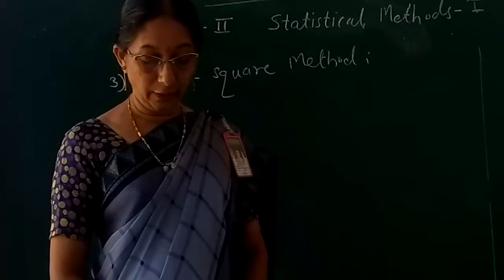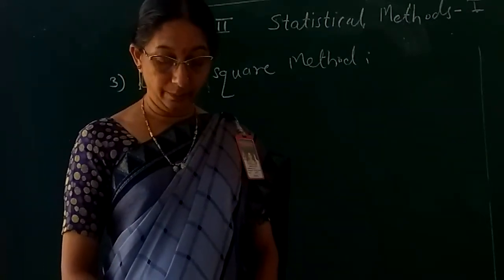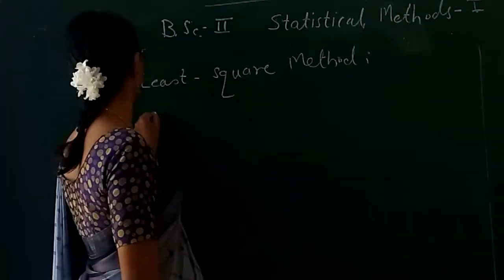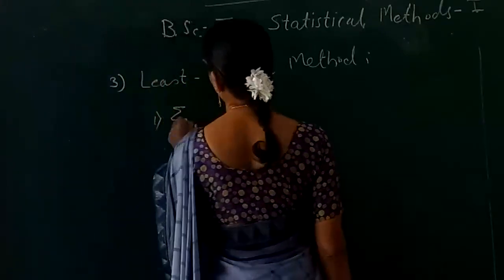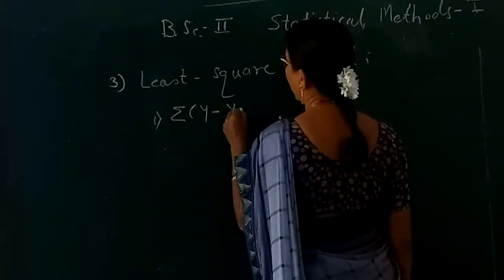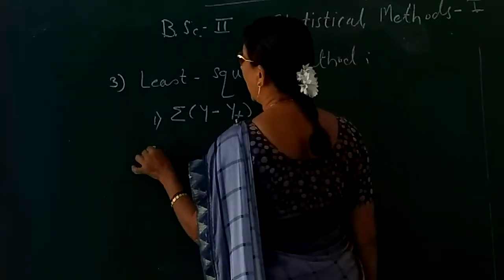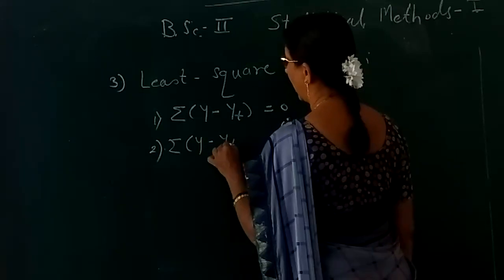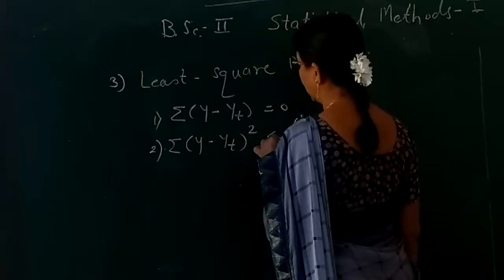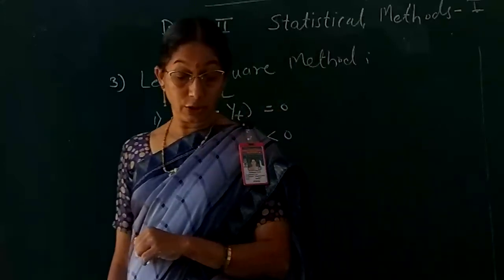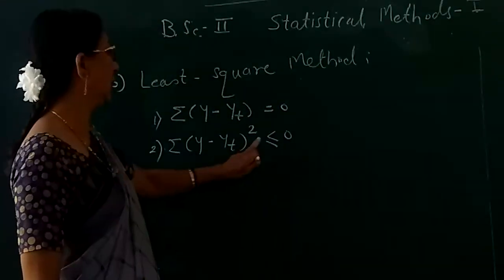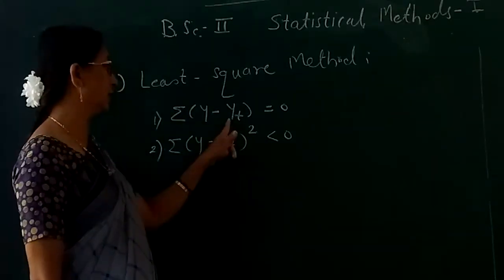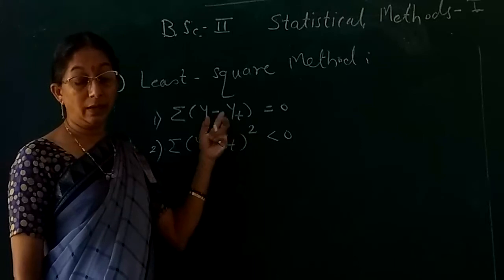Trend line is fitted to the data in such a manner that the following two conditions are satisfied. Summation of (y minus yt) equal to 0, and second condition, summation of (y minus yt) whole square is minimum. These are the two conditions. Yt means trend value for time t.